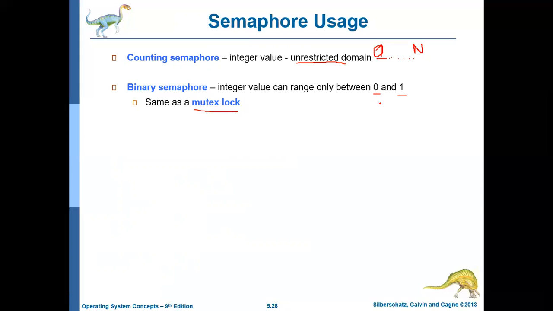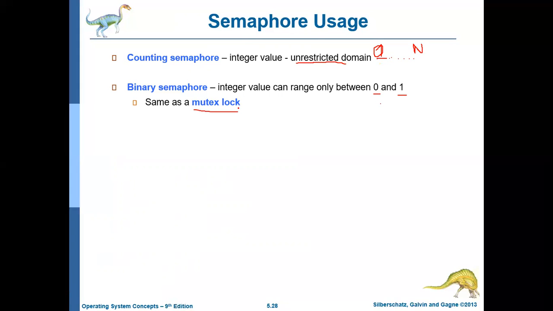So there are two types of semaphores: binary semaphore and counting semaphore. Binary semaphore will take an integer value between 0 and 1, and counting semaphore can take an integer value over an unrestricted domain. Basically, semaphores are used to access shared resources without any conflict.